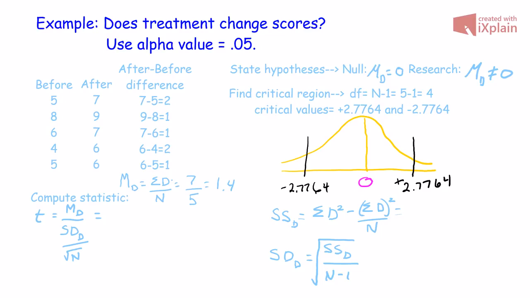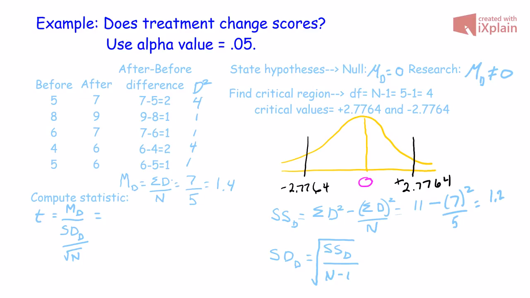Sum of D squared is found the same way we found the sum of X squared. You need to square each of the differences first. That's what I've done here. So D squared for Bob, the first person, is 2 squared, or 4. The next people are 1, 1, 4, and 1. If you add those up, you're going to get the sum of D squared, which is going to be 11. So now we have what we need to sub into the sum of squares equation. 11 minus 7 squared divided by 5 is going to be 49 divided by 5. And then subtract that number from 11 and you'll get 1.2. That is the sum of squares of the difference scores.